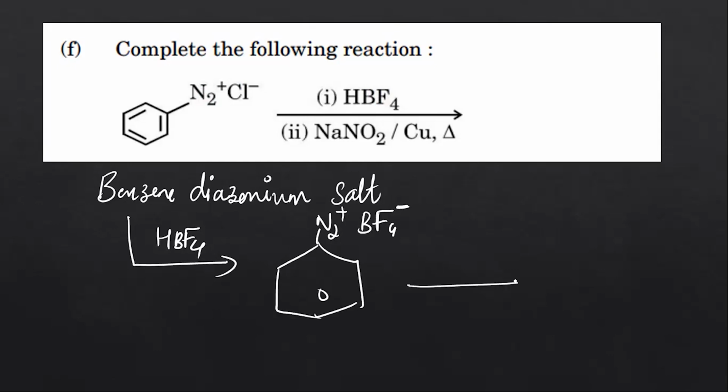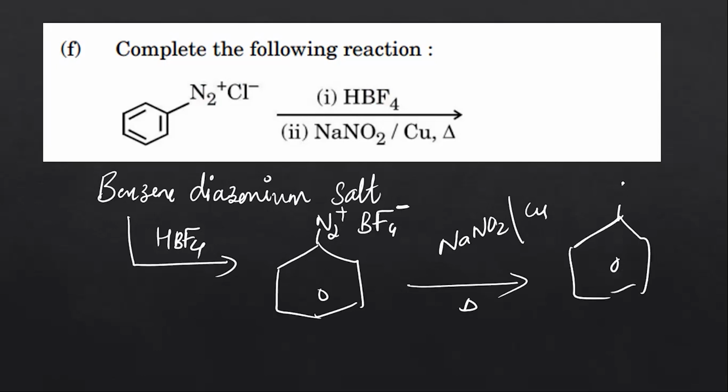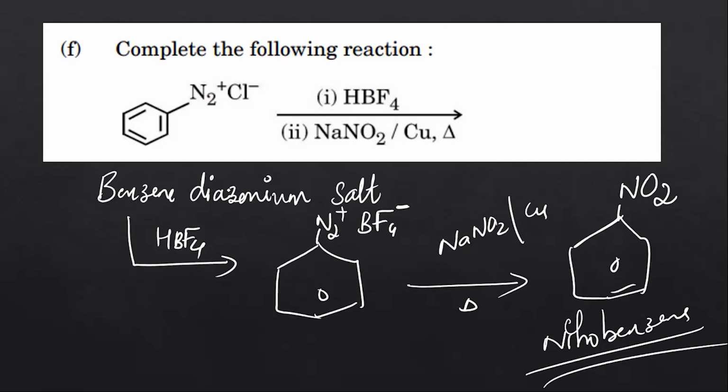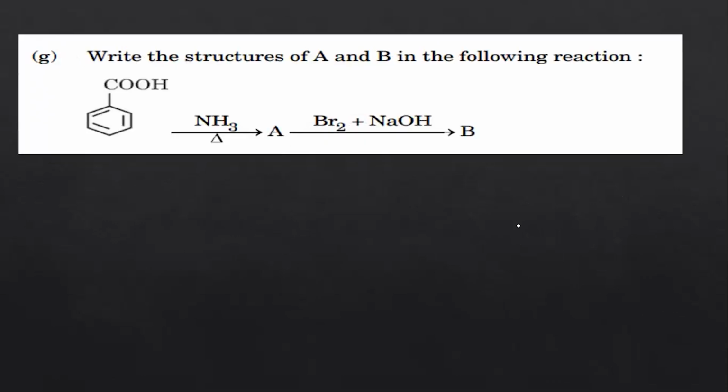Okay. And in the next step, what will be the product? NaNO2, right? NaNO2 and Cu we are adding in the next step and heating. So you will be getting nitrobenzene. So this is the method of preparation of nitrobenzene. We cannot add NaNO2 directly. First step is we have to convert this N2 plus Cl minus into N2 plus BF4 minus by adding HBF4. After that, you have to add NaNO2 and heat. You will be getting nitrobenzene. Okay. Yes. Moving to the next question.